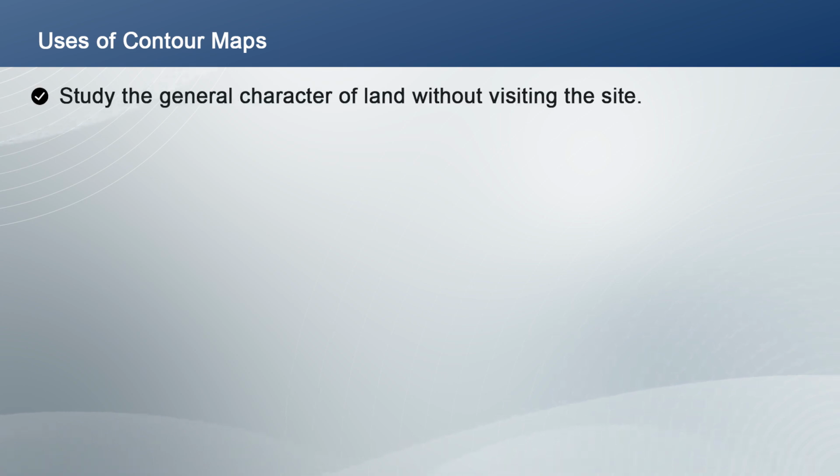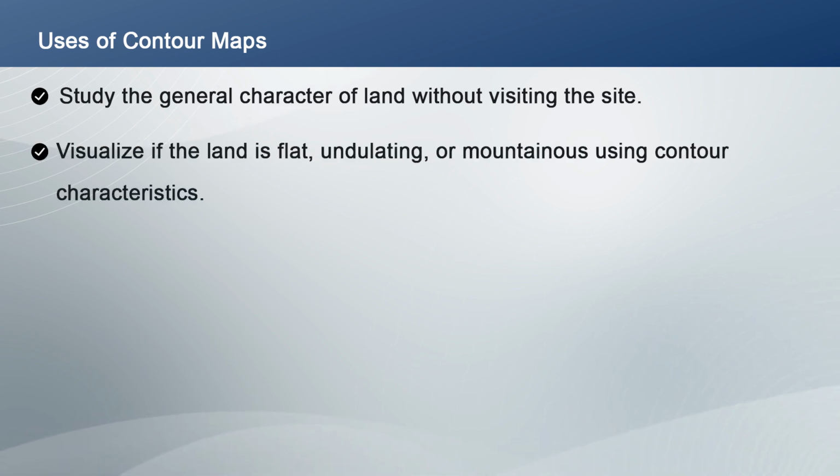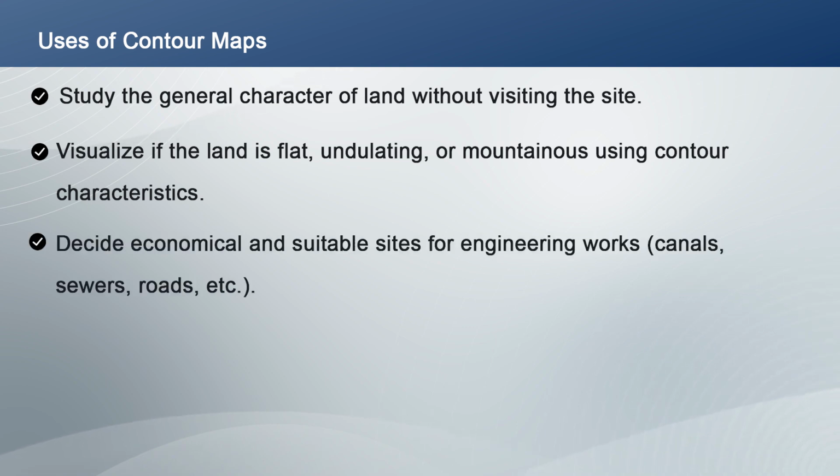Let us see the next topic, which is uses of contour maps. Contour maps are used for various purposes. First is to study the general character of the tract of the country without visiting the ground. With the knowledge of the characteristics of the contours, it is easier to visualize whether the country is flat, undulating or mountainous. It is also used to decide the most economical and suitable sites for engineering works such as canals, sewers, reservoirs, roads and railways, etc.